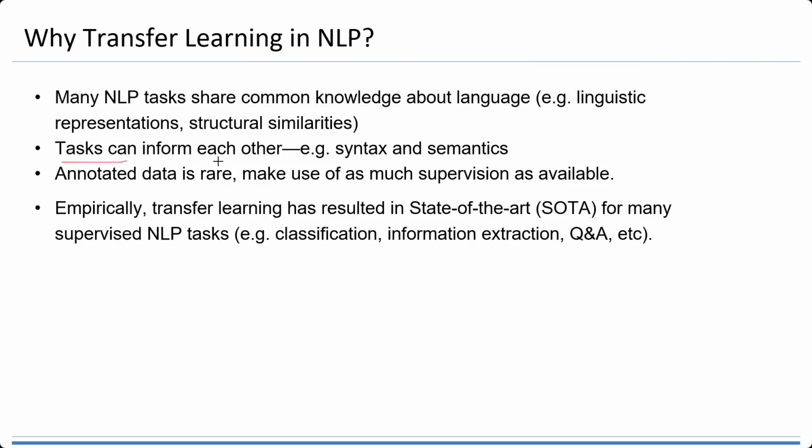So tasks can inform each other, for example, the syntax or maybe the semantics. And also the annotated data is rare. Annotated data means the labeled data.